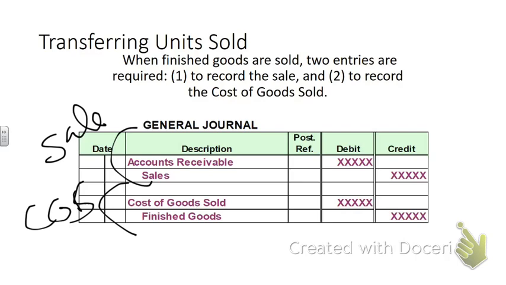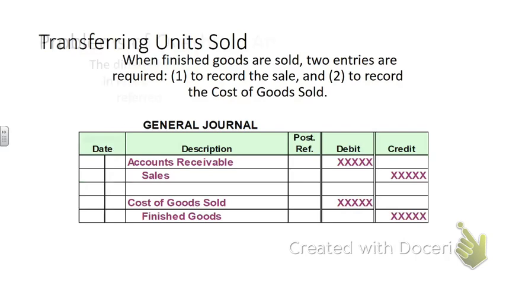Okay, creates that income statement item, cost of goods sold. So for that reason, I may have two journal entries to record the sale and get it out of cost of goods sold.